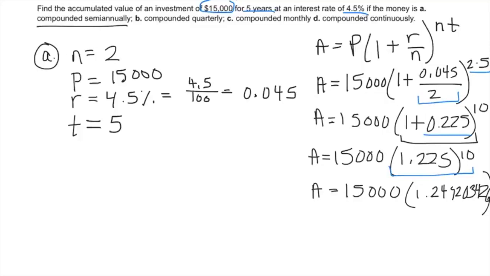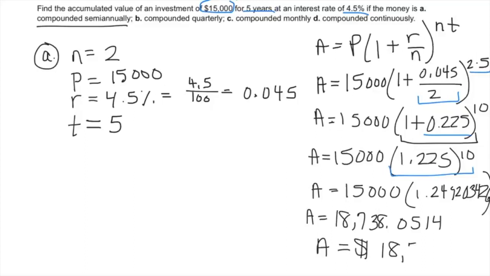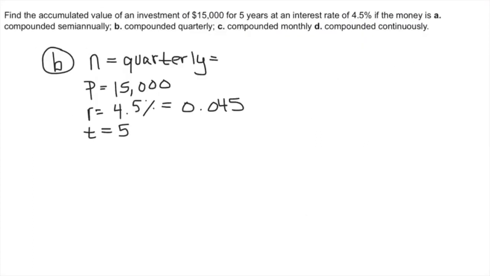Lastly, we're going to multiply that decimal to 15,000. When we do that, we get 18,738.0514. Since this is a monetary value, I'm going to round to the nearest cent. So my final answer is $18,738.05. Part B asks us to find the value of the investment if it was compounded quarterly. So quarterly means 4 times a year. Therefore, our n in this case will be 4.